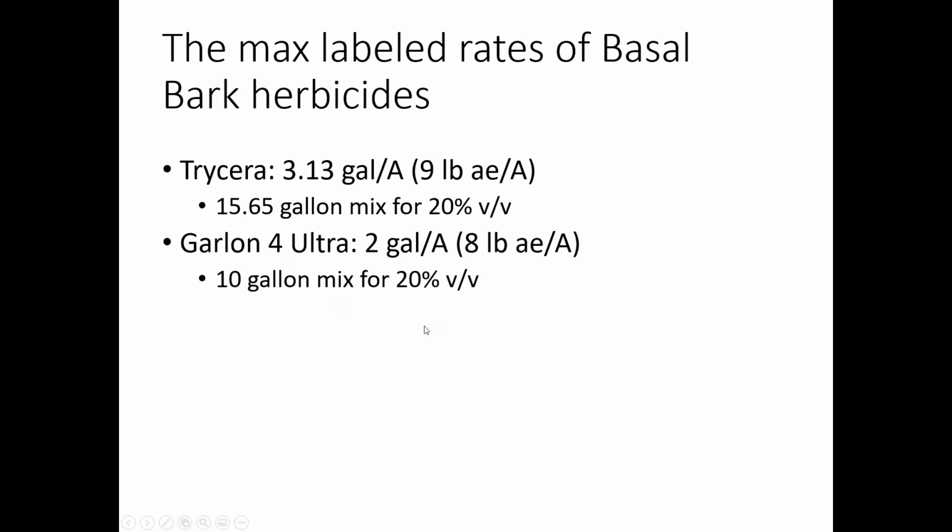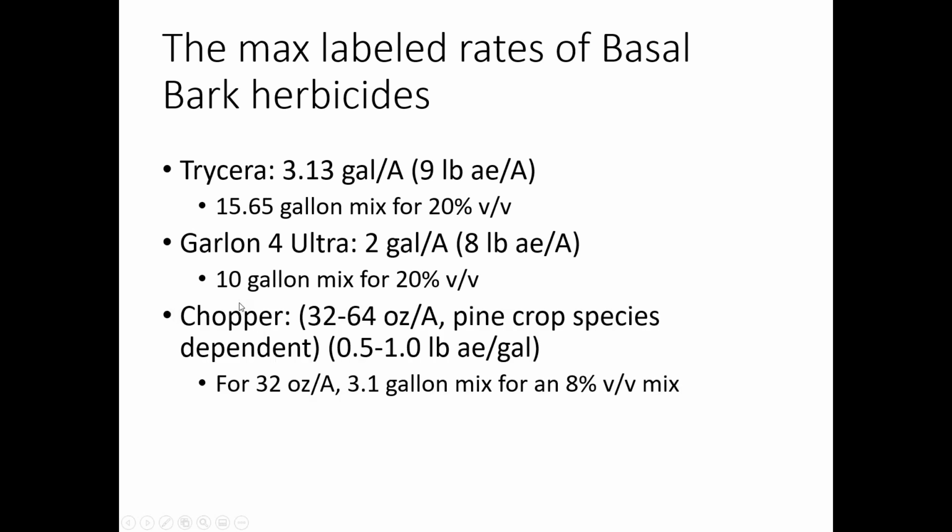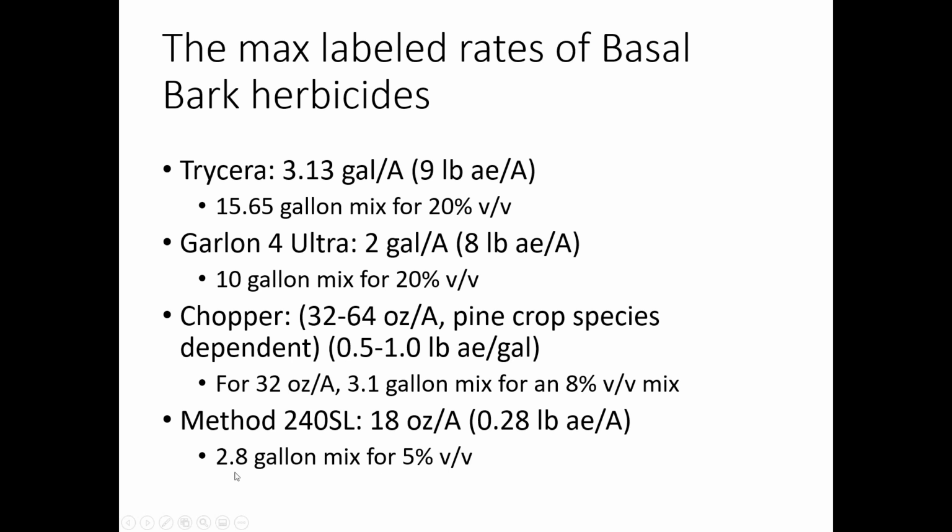means a total of 12.5 gallon mix. I got that wrong there for 20%. So we go from 15, and that should be down to 12. For Chopper, it really depends upon the silvicultural operations, but for 32 ounces of Chopper, you'd be down to 3.1 gallons of mix for an 8% concentration. And for Method, a 2.8 gallon mix for a 5%. So what you can see here is we go from 15 to what should be 12 to 3.1 to 2.8.